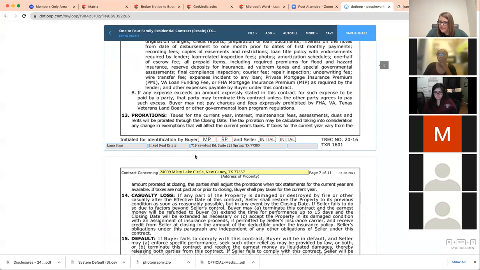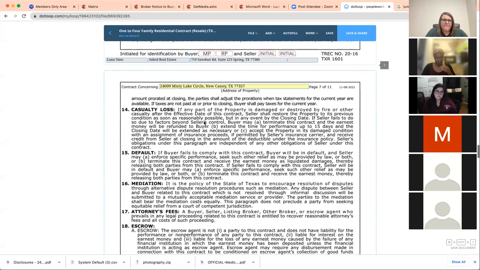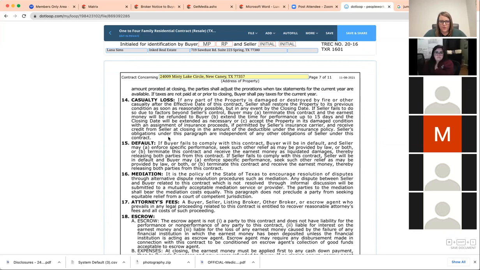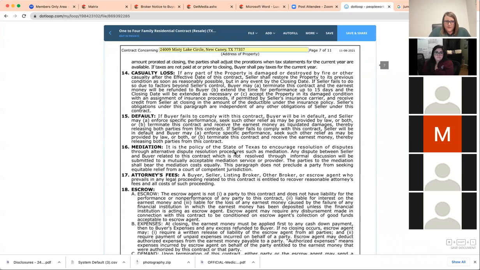Prorations, taxes and interest, maintenance fees, assessment dues, rents, all of that gets prorated to closing date. Casualty loss just says that if the property is destroyed by fire or anything that the client couldn't control, then the seller can either terminate or extend it to 15 days to get the property back to where it needs.